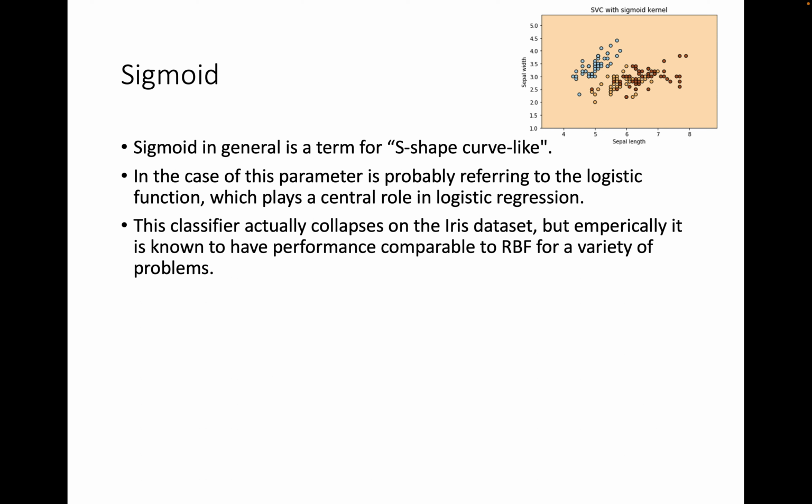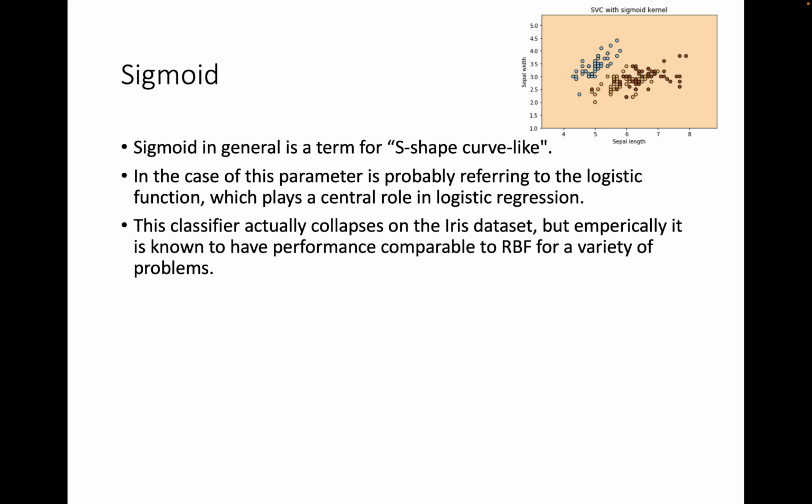Sigmoid in general is a term for S-shaped curve like. In the case of this parameter, it is probably referring to the logistic function, which plays a central role in logistic regression. This classifier actually collapses on the iris dataset, but empirically it is known to have performance comparable to RBF for a variety of problems.